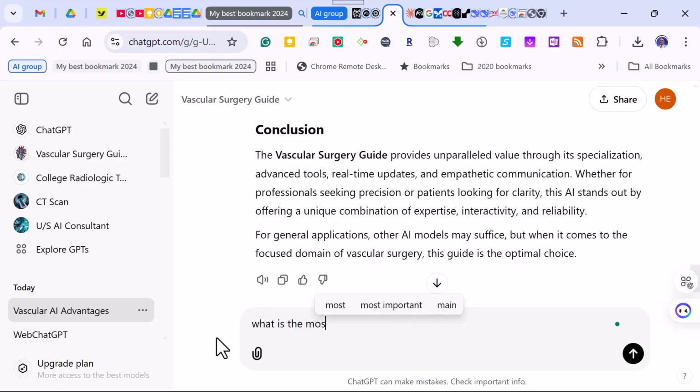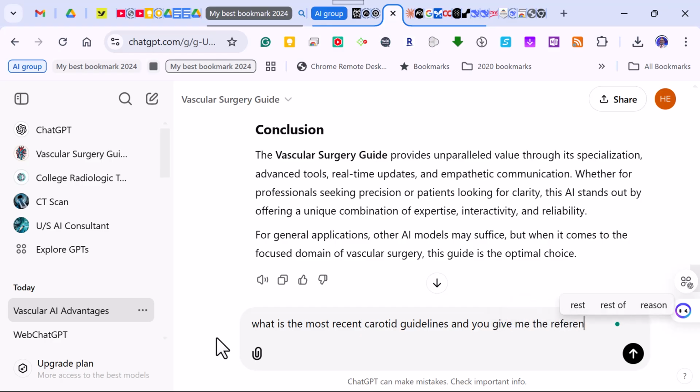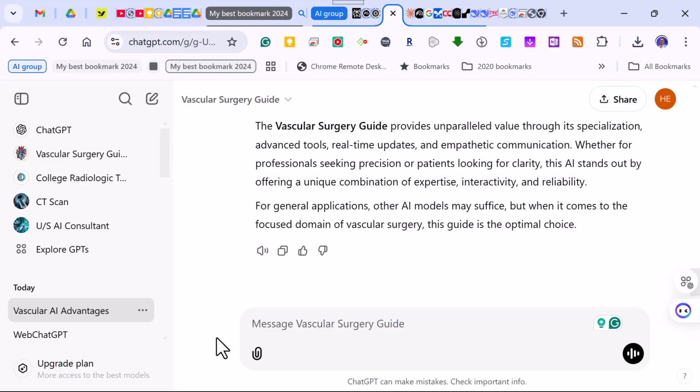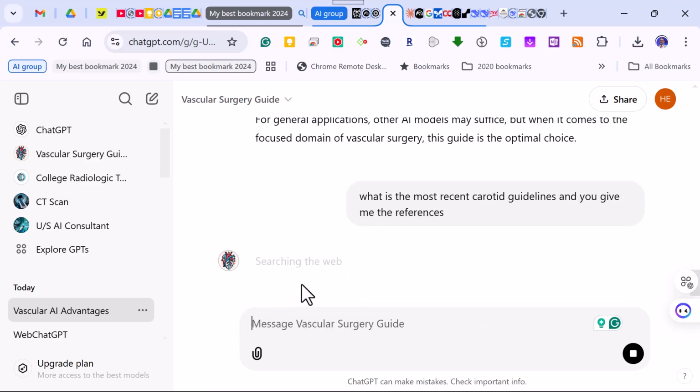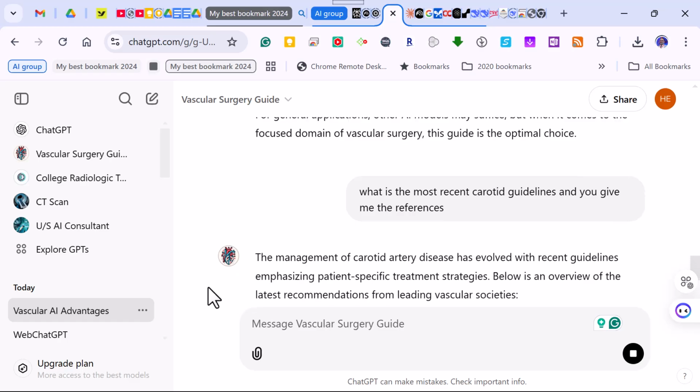What is the most recent carotid guidelines? Can you give me the references? So here I have asked a very common question when you ask about certain guidelines, and it usually takes maybe 10 to 15 seconds to think and to collect data, because this is not pre-stored data, but it has to go and search for the data and come back to you, not only with the reply, but also with the answer. And here it is. It's in real time. I didn't stop the video or anything.